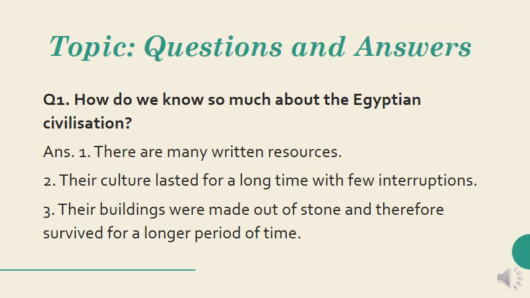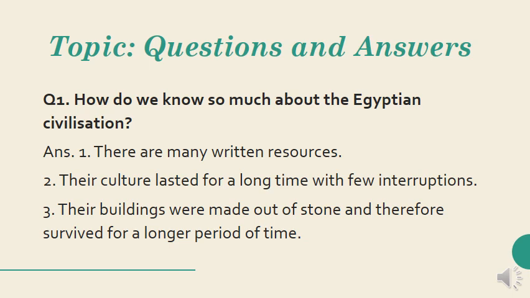Topic is questions and answers. You will write it with your blue color pencil or whatever you are using, but I will prefer you all to especially use your blue color pencil and your normal pencils for this social studies work as well. So our question number 1 is, how do we know so much about the Egyptian civilization?